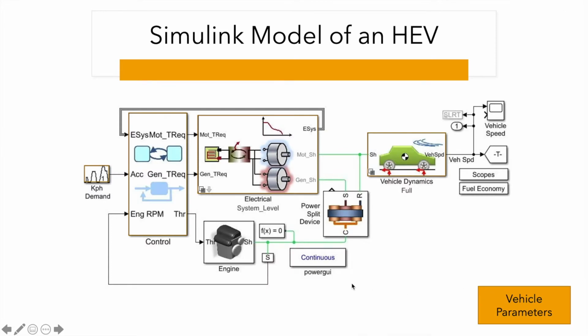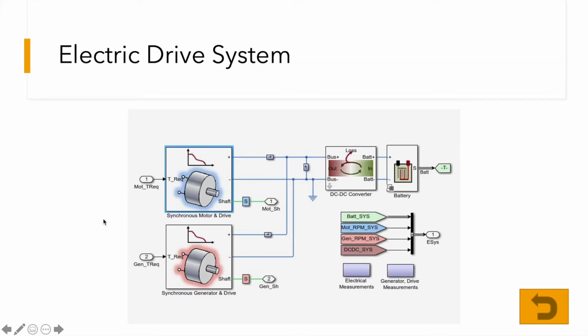Moving forward, the control system sends signals to the electric drive system, which looks like this. It has a motor and a generator, as you would expect. It also has a bunch of sensors that send data from the shafts of the motor and the generator to the power split device, which helps in the charging and discharging of the battery. This subsystem also has a DC-DC converter to step up or step down the voltage going to and from the battery, as well as the battery, of course.